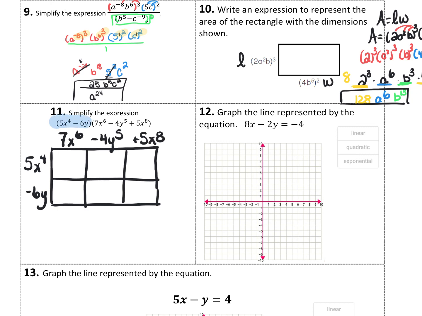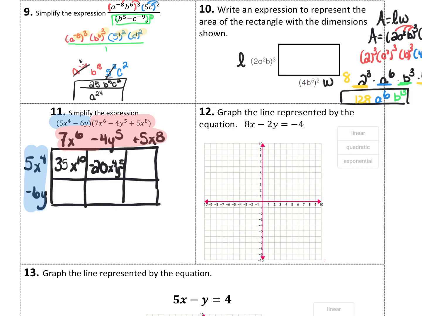This first piece always goes on the side over here. The second piece always goes on the top up here. And then you multiply in the boxes. So 5 times 7 is 35, and then 4x's and 6x's make x to the 10th. 5 times negative 4 makes negative 20, 4x's and 5y's. So 4x's, 5y's. Those are different bases, so I cannot put them together.